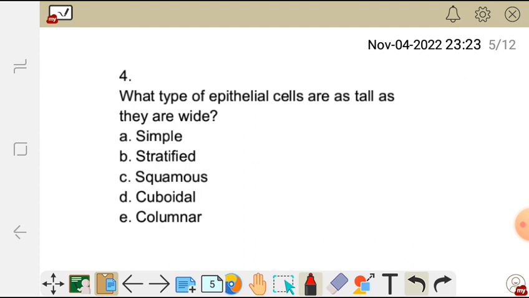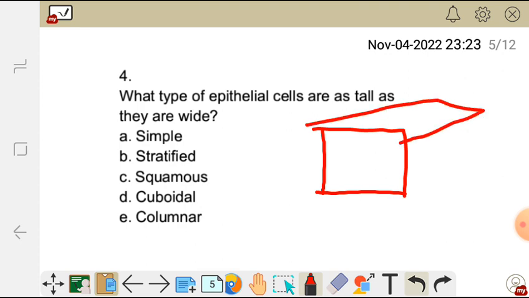Question 4. What type of epithelial cells are as tall as they are wide? Meaning the tallness and the width is equal. That is, they form a square, which in three dimensions forms a cube. So which one among these?